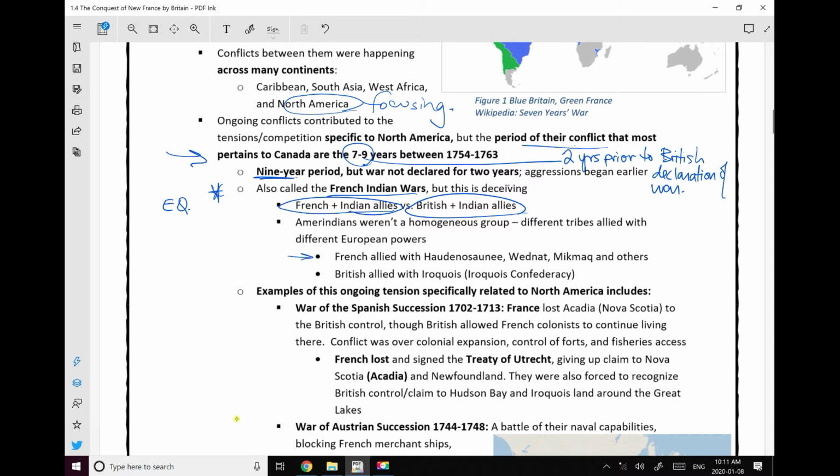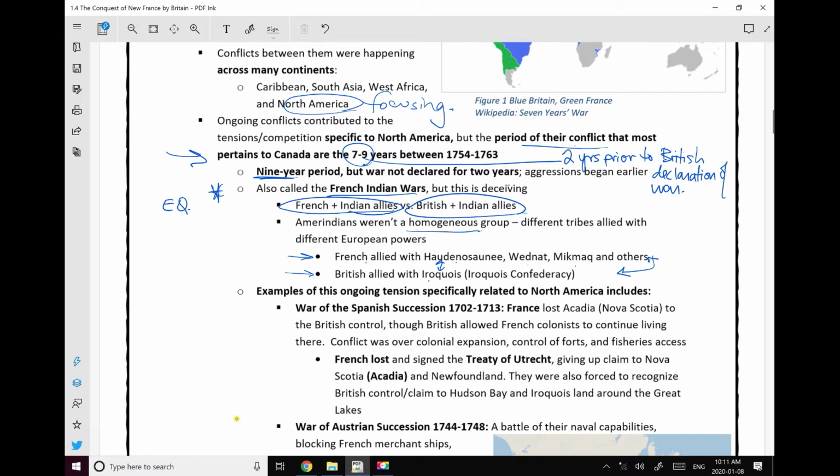So it says here, the French were allied with the Haudenosaunee, the Wendat, the Micmac. British in particular were allied against Iroquois. And part of the reason why some of these First Nations groups allied with the European group that they did is because they were kind of ancestral enemies to each other, right? The Haudenosaunee were in direct competition with the Iroquois for territory that they had access to. So that played a part in which European power a First Nations group would decide to align with, right?